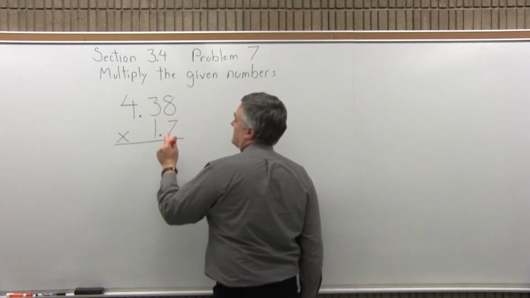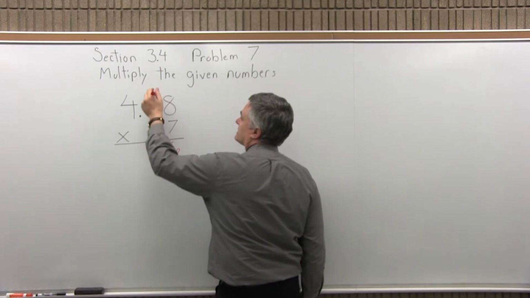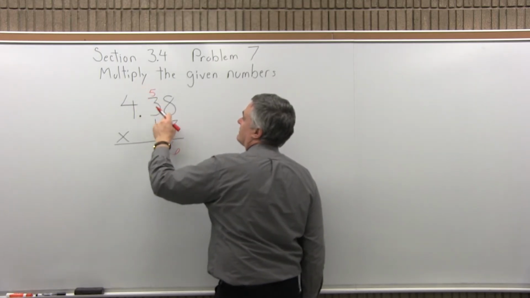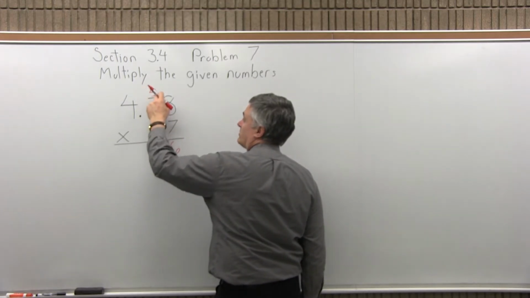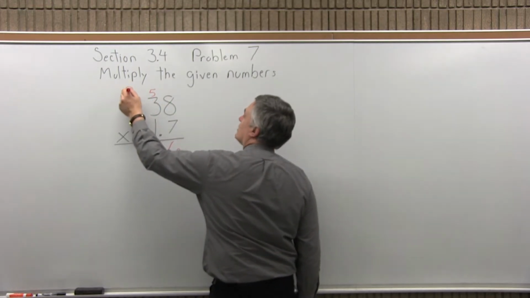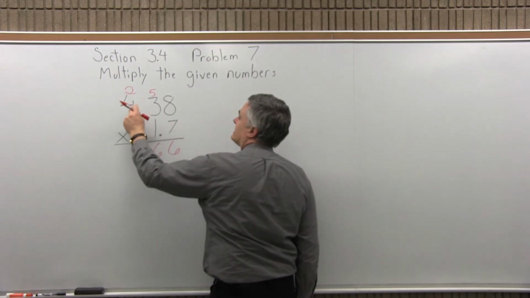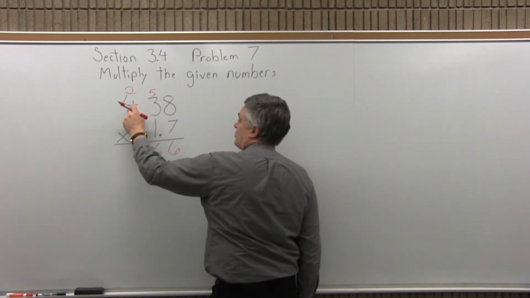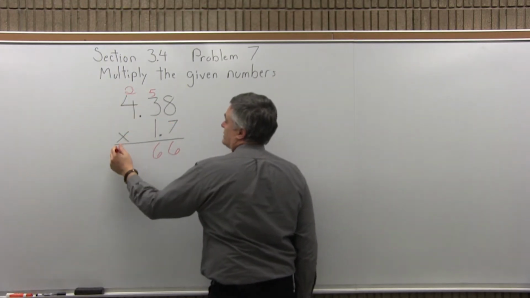So 7 times 8 is 56. Write the 6, carry the 5. Next, 7 times 3 is 21. 21 plus the 5 that you carried is 26. So for 26, write the 6 again. Carry the 2. Then 7 times 4 is 28. 28 plus the 2 that you carried is 30.